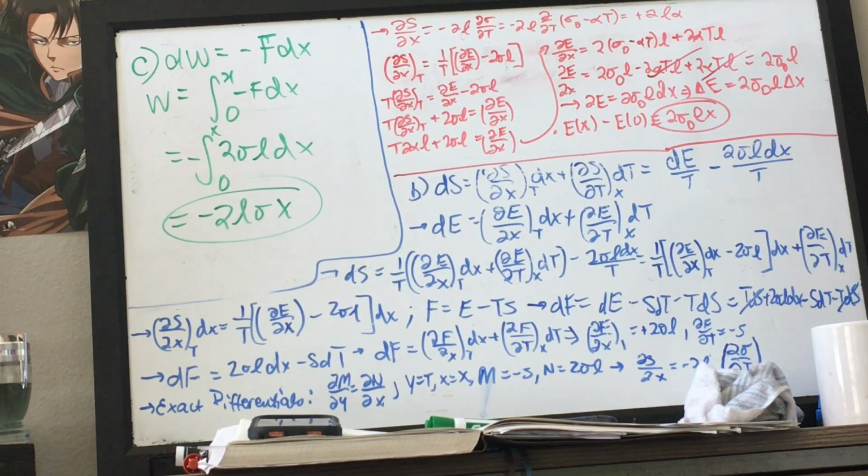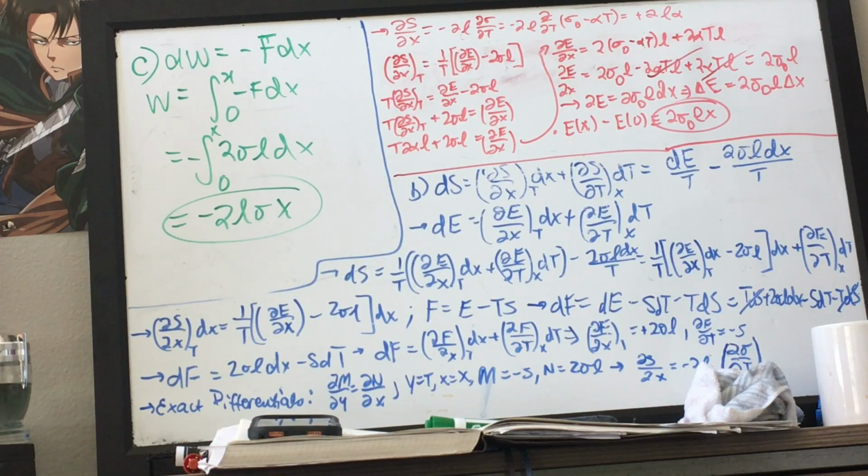Now, part C is much more simple. As you can tell, I did it in 4 lines. And even then it was just a matter of substituting. You could do that in your head if you wanted to, but we know that the work done on something is equal to the negative of the force being applied times some change in distance, right? So when we do that, we just integrate both sides from 0 to x, and we get negative 2L sigma x.